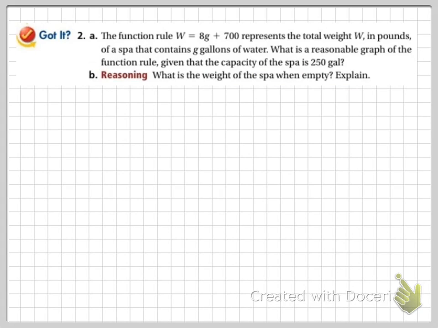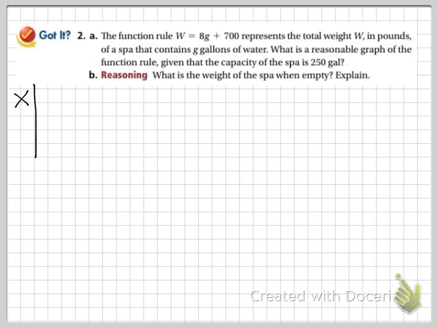Okay, the function rule W equals 8g plus 700 represents the total weight W in pounds of a spot that contains g gallons of water. What is a reasonable graph of the function rule given that the capacity of the spot is 250 gallons? So the biggest that I'm going to plug in for g is 250. The other thing is that I can't have negative gallons, so I'm going to start at 0. Oops. So let's make a table here.